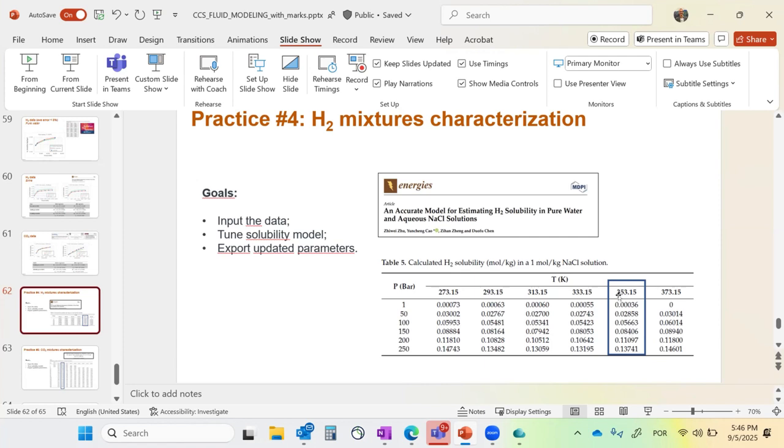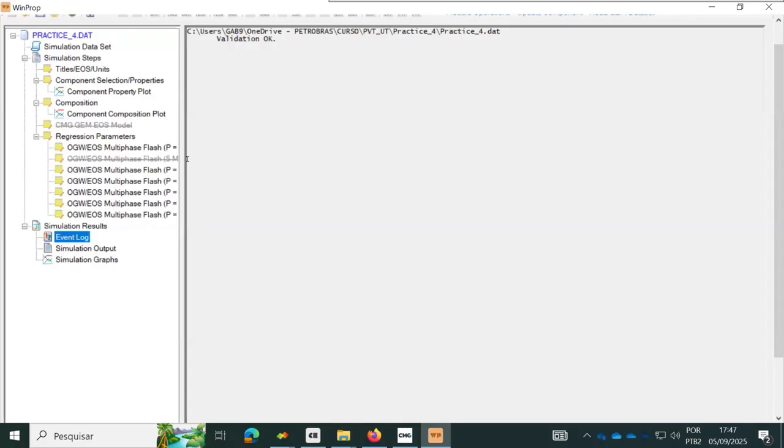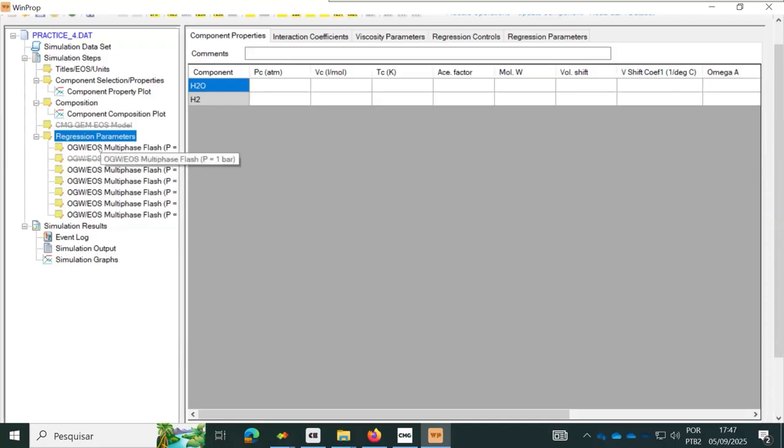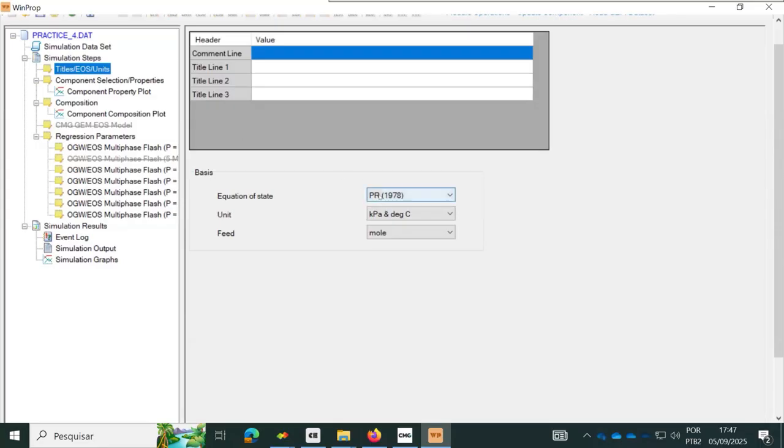It's 353 Kelvin, around 80 degrees C. So I will pick this one to fit. I'm assuming that this temperature is representative for my aquifer. So that's the possible reason to select this to work. Okay, so we need to pick the equation of state.